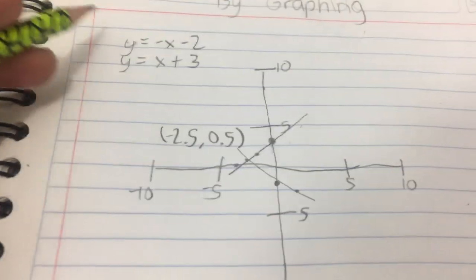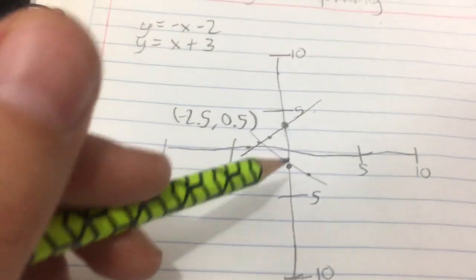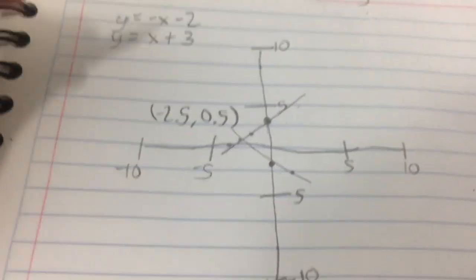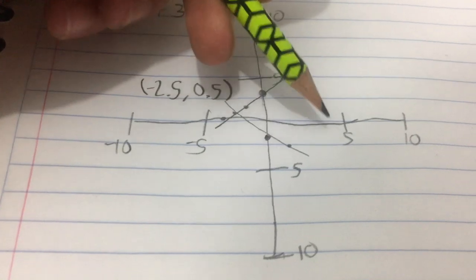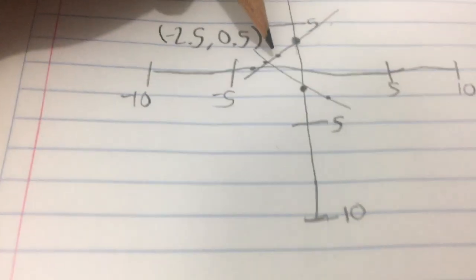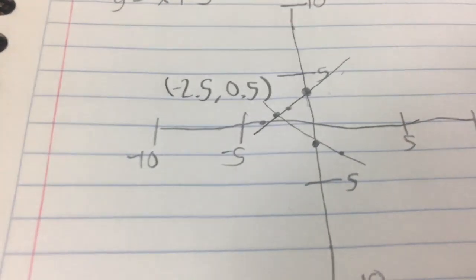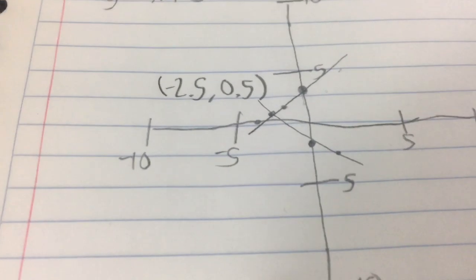Now we do the same thing here with y equals negative x minus 2. We would plot the point, which is 0, negative 2, and then we would go either down 1, right 1, or up 1, left 1. Either way, we would still end up with the same intersecting point right here, which is approximately negative 2.5, 0.5.